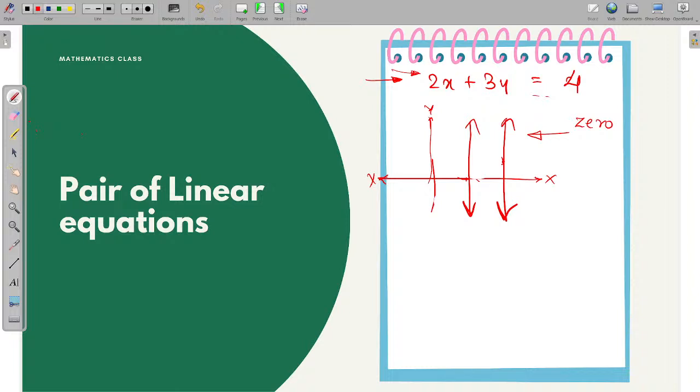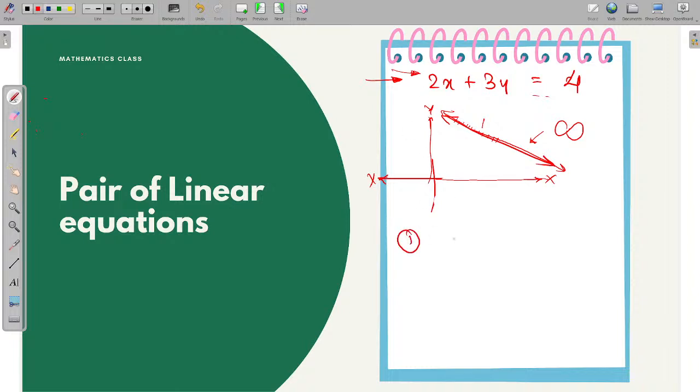Okay, good. And the last type is, what if the two lines are overlapping? Just imagine that both these lines are overlapping. In this case, how many common solutions do they have? Correct, infinite. They have all the common points. Every point is a common point in themselves, right? So yes, a pair of linear equations can have 3 types of solution.